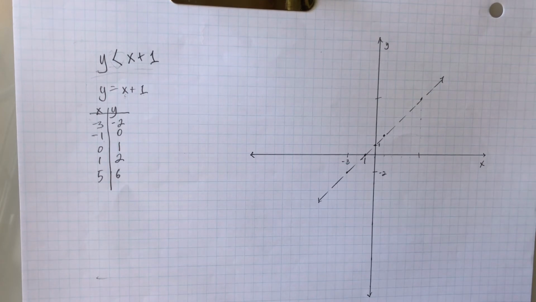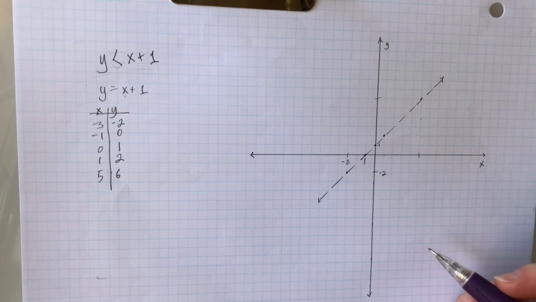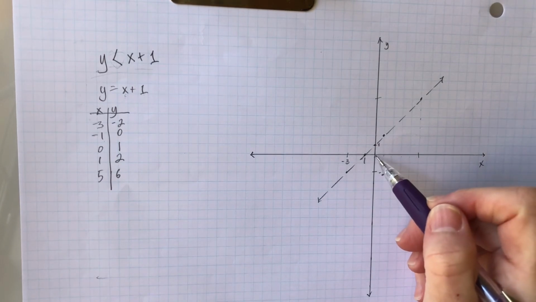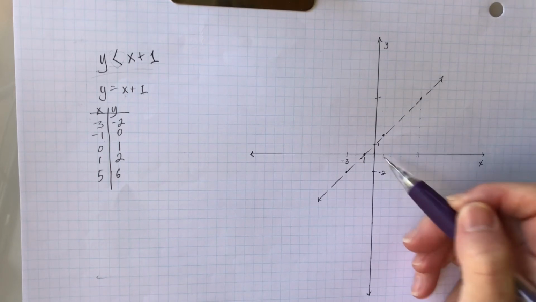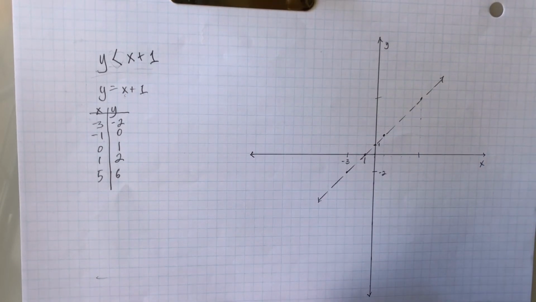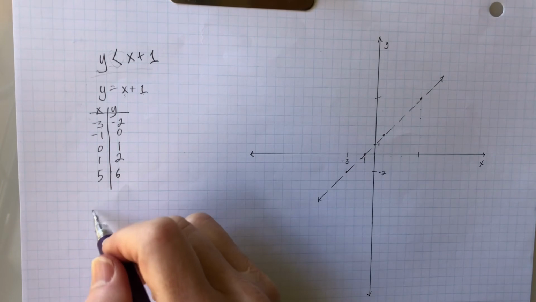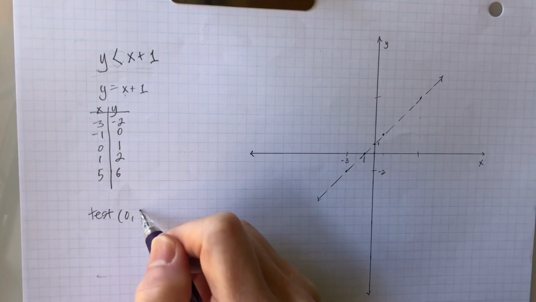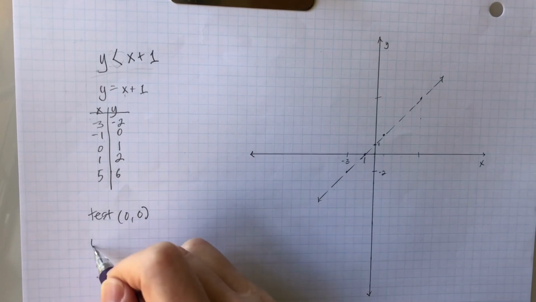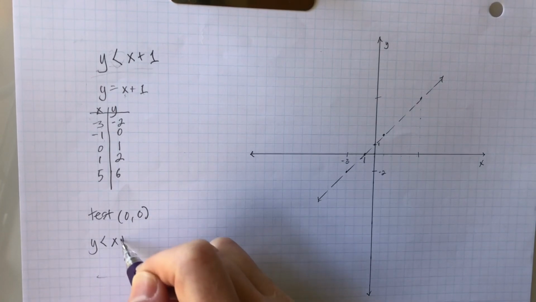But let's say we want to make absolutely sure. So we're going to choose a point that's not on the line and plug that into the original inequality and see whether that point holds true. So here's a convenient point that's not on the line, 0, 0. So we will select that. Test 0, 0 in y is less than x plus 1.